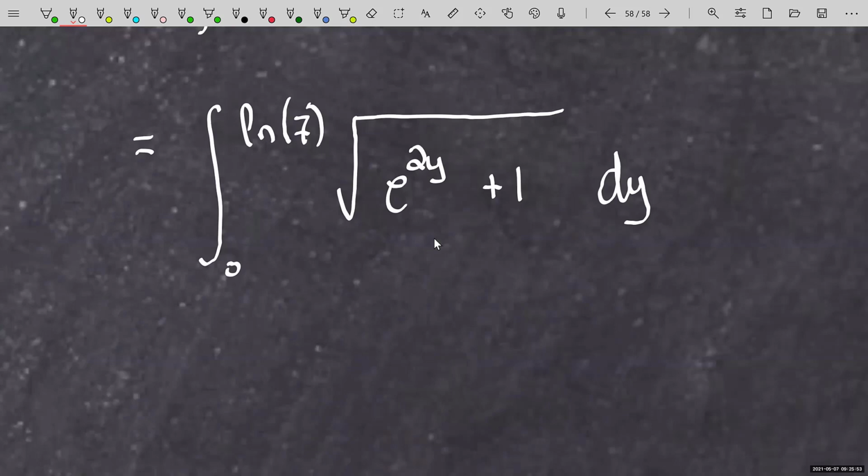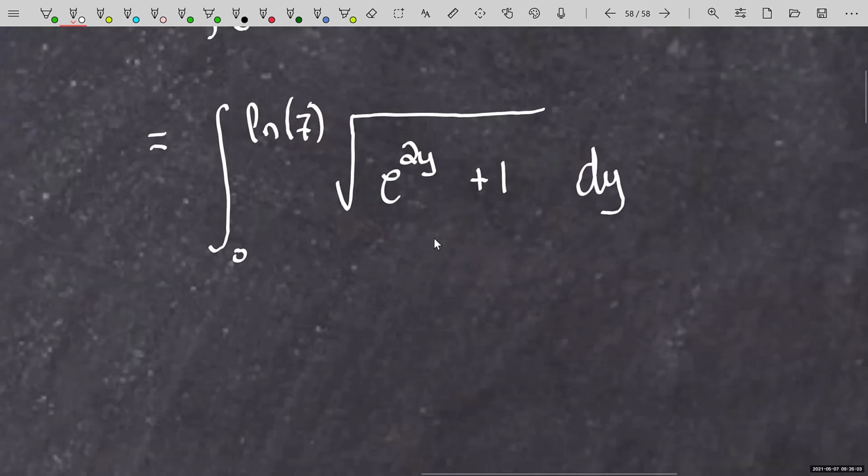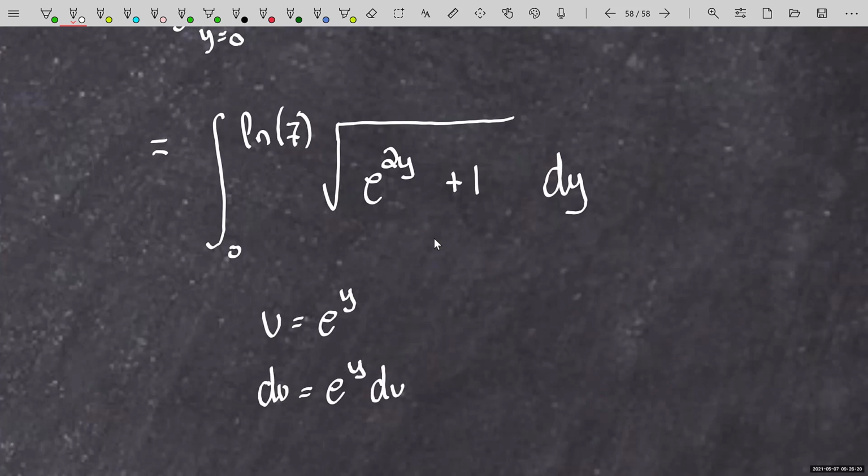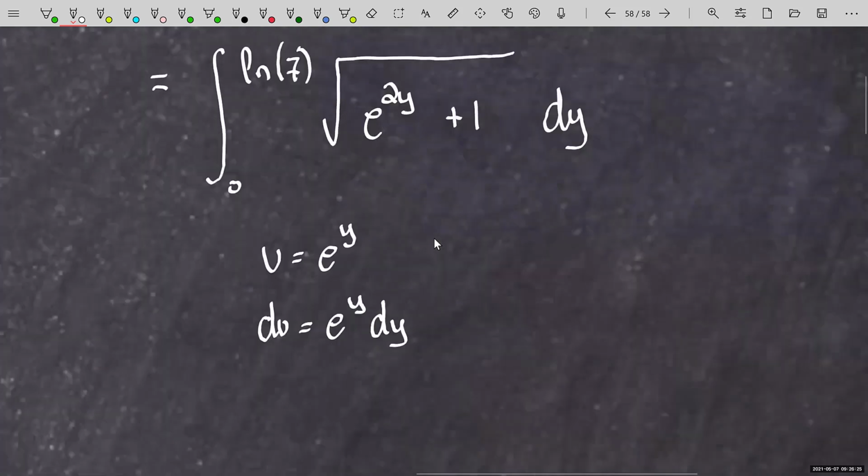You could do a u sub here. I'm curious. So I'm going to let u equal e to the y. You might be wondering why I'm not letting it be e to the 2y plus 1. There's a very specific reason. I want that to be a u squared plus 1 in that radical. Then du would equal e to the y dy. Since I don't have an e to the y dy to steal away, I'm going to write that as dy is equal to du over e to the y.